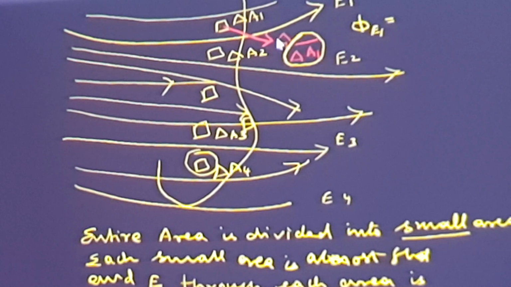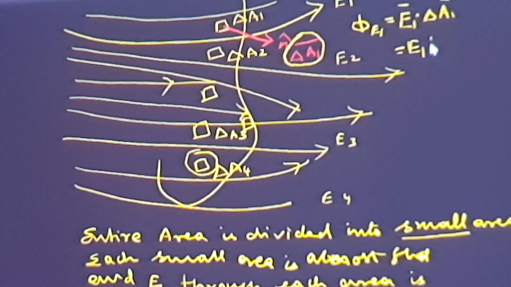So, the electrical flux for this area due to E1 is equal to E1 vector into delta A1 vector, or I can write the dot product as the modulus of E1 vector, that is E1, and the modulus of the area, that is delta A1, into cos theta. Similarly, I can write it for delta A2, then for delta A3, delta A4, etc.